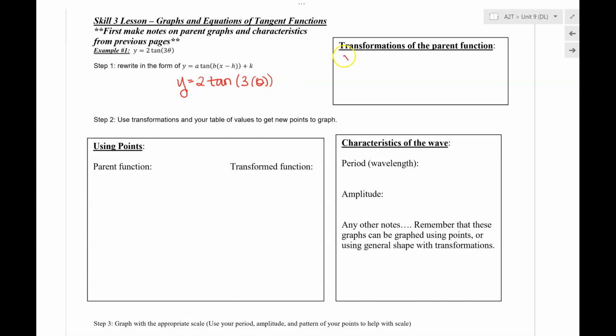So the 2 means that we're going to have a vertical stretch. It is not the amplitude. It is not the amplitude. We do not have an amplitude because we do not have maximum or minimum values. Okay, and the 3 means that we're going to have a horizontal compression, but no horizontal or vertical shifting.